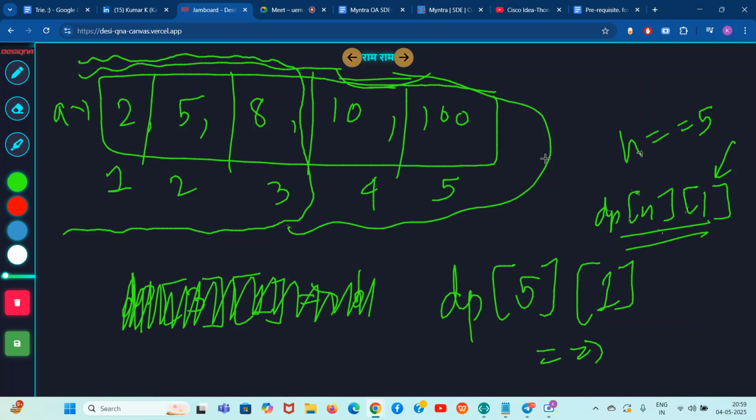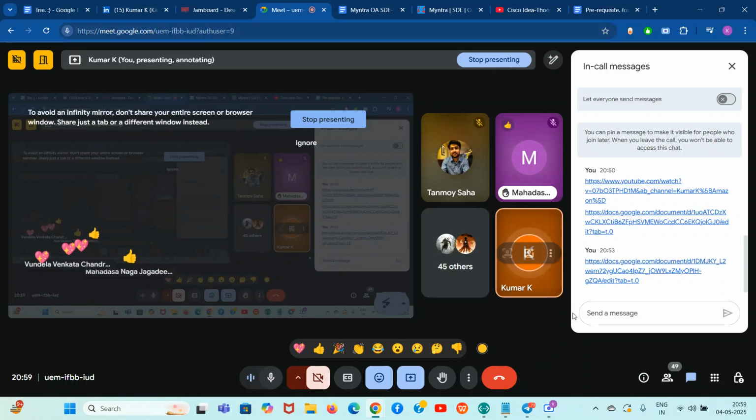That is dp[5][1]. So think a little, what will the distance be? Can anyone tell me the total distance, the final answer of dp[5][1]? So it seems like 103. Correct, Sachin. Good, great job. So it seems like you people understood these things.